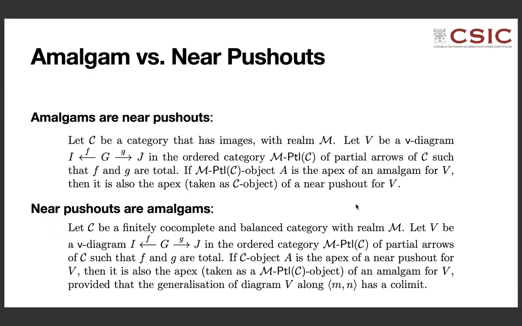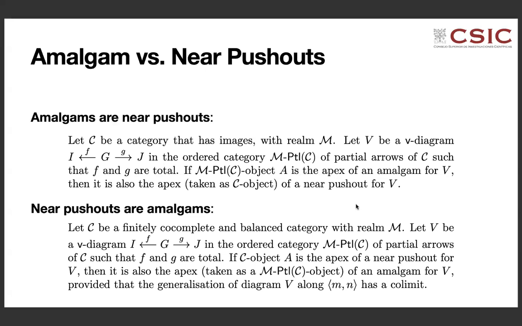The other way around, I could only prove it if we say that C is finitely co-complete and a balanced category. That is, when an arrow is an epimorphism and a monomorphism, it is also an isomorphism. When we are in this situation, then we can prove that if we take a near pushout in the category of partial arrows as an ordered category, then this near pushout is also an amalgam when we look at it in the plain category of C.